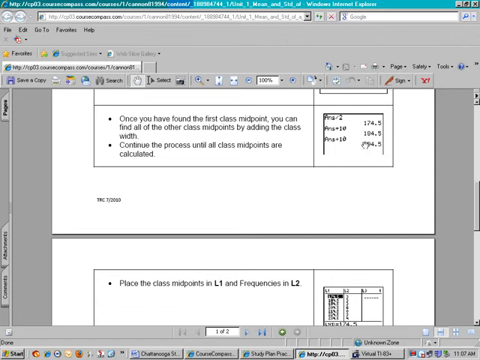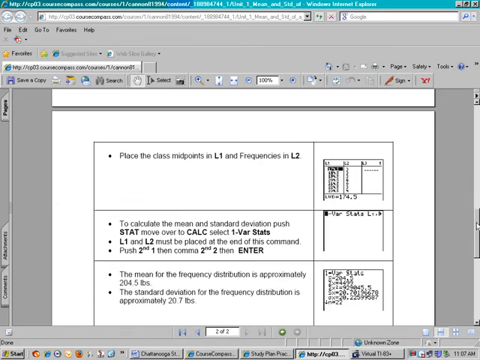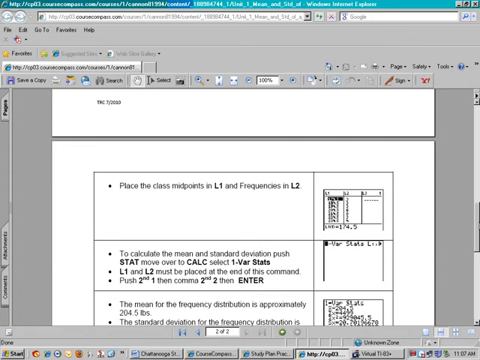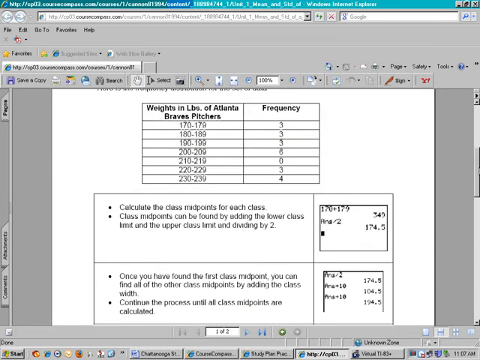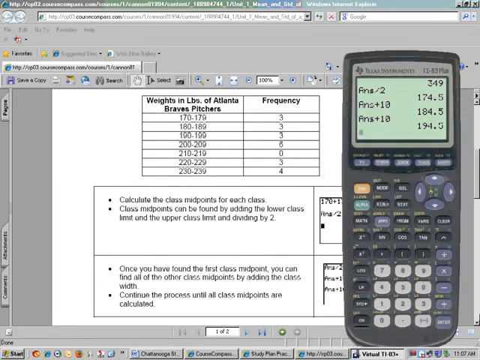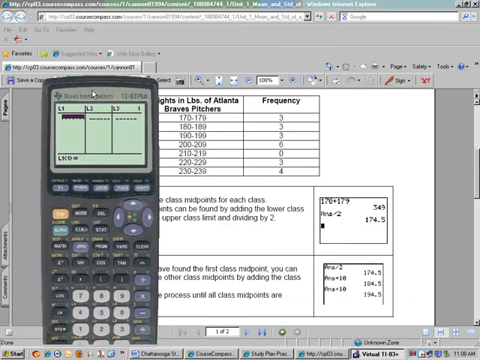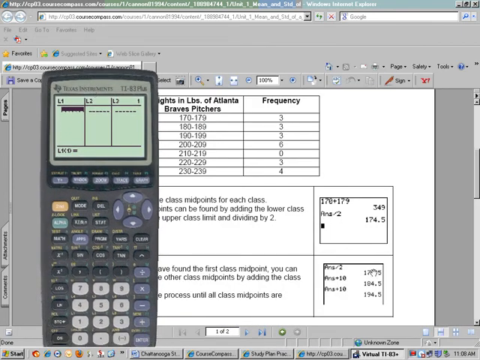And so after you find all your class midpoints, we want to take the calculator, and notice we want to place the class midpoints in list 1 and your frequencies in list 2. So let's take the calculator. Let me go back to my frequency table so I can see how far I need to go. So I'm going to call up the calculator. Now we're going to go to Stat, push enter. I need to clear out this list, so I'm going to move to L1, push clear, and push enter. Okay, we want to place our class midpoints in list 1. Now remember, our first class midpoint was 174.5. And we want to do this for each one of them.